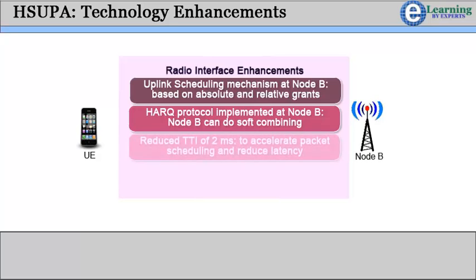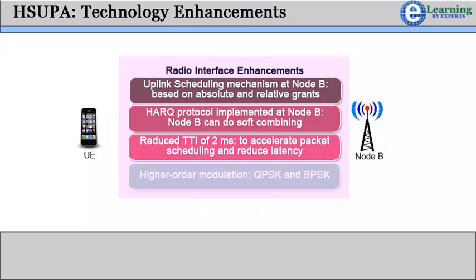Reduction of transmission time interval, to accelerate packet scheduling and reduce latency. HSUPA allows for a reduced transmission time interval, TTI, of 2 milliseconds corresponding to 3 time slots. A WCDMA radio frame of 10 milliseconds therefore consists of 5 subframes.